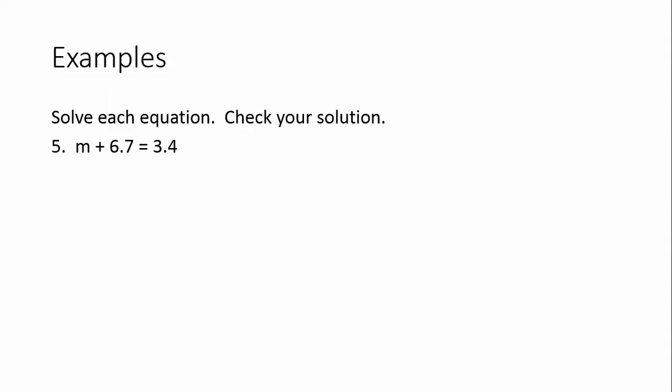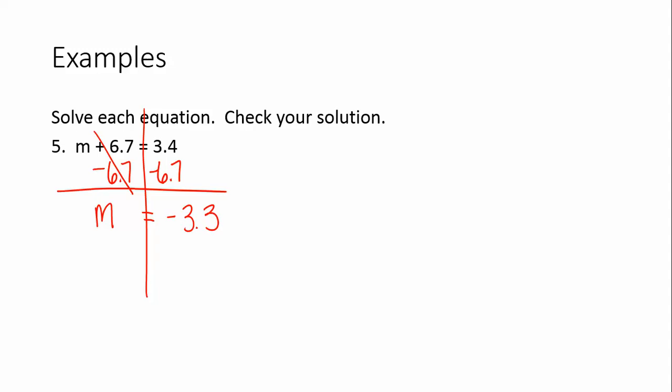Number 5, we have n plus 6.7 equals 3.4. So again, isolating the variable means we need to undo addition of 6.7, so we're going to subtract 6.7 from both sides. That's the opposite of addition, subtraction. So crossing out the plus 6.7 minus 6.7, that just leaves us with this variable n. Now we do 3.4 minus 6.7, and we get negative 3.3.